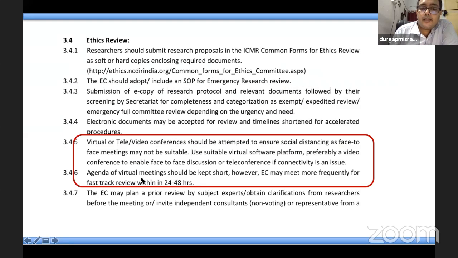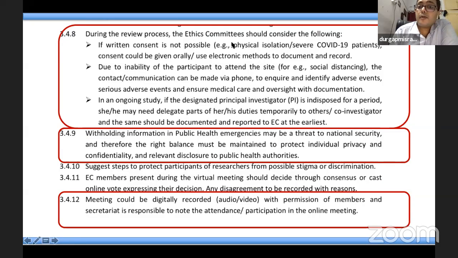So again, virtual meetings should be planned and should be kept short, and the ethics committee may decide to meet more frequently, say for fast-tracking proposals that are submitted, so that you can have a quick decision in 1 or 2 days. During the review process, the ethics committee needs to consider whether written consent is possible. If not possible, say the patient is in physical isolation, then consent could be given orally, or you could use electronic methods to document this. However, the ethics committee must be aware of such electronic methods.